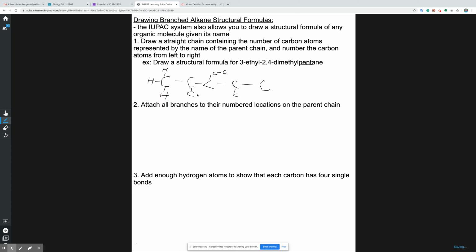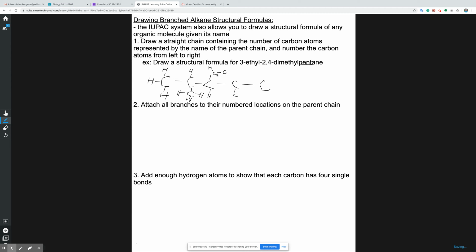And this is really what takes so long when you're drawing these structural formulas, is filling in these H's. And that's why the condensed is a lot quicker. And one thing, when I'm marking it, the first thing I look for is whether there are 4 bonds around each carbon. That's the easiest way to see if you're doing it right.